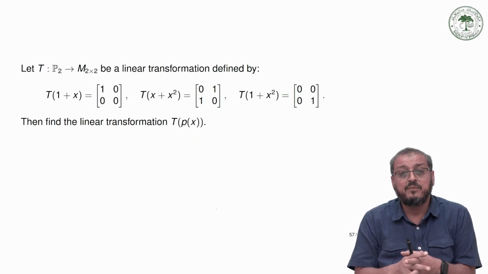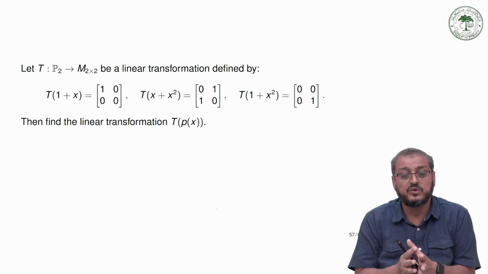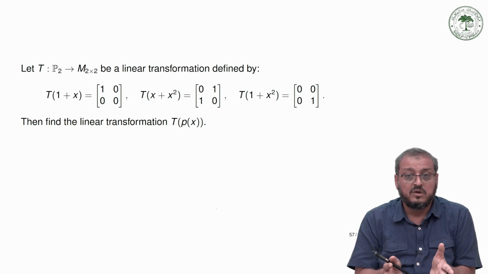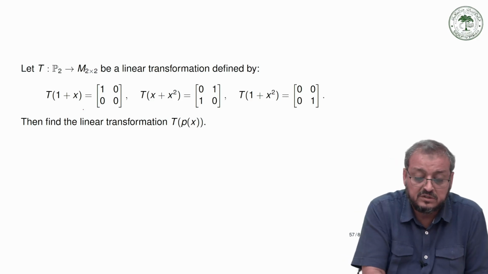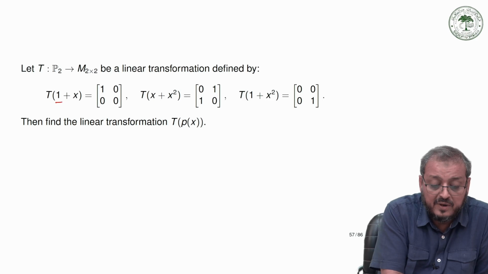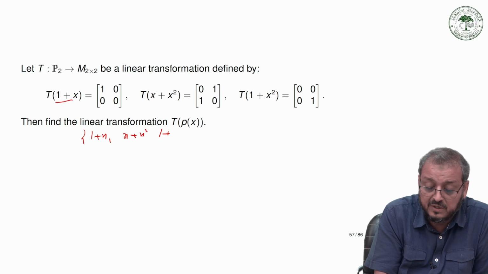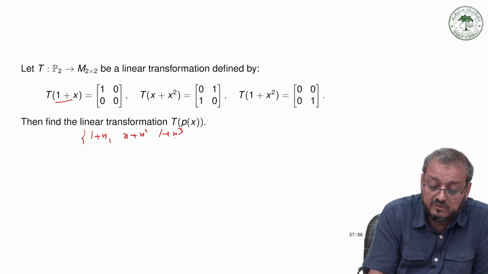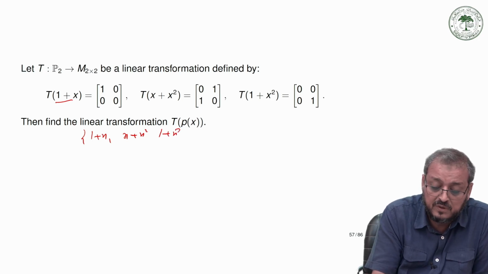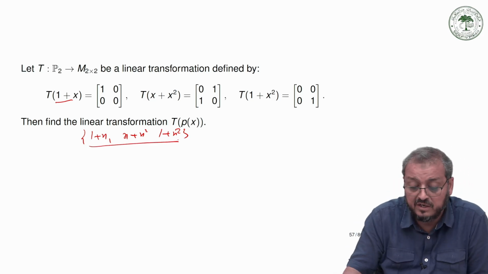Okay, next problem, we have to take some matrix form. We define a linear transformation from polynomials of all degree less than or equal to 2 to 2 by 2 matrices, and we define this. Now first we have elements given, suppose we take 1 plus x, x plus x square, and 1 plus x square. Now clearly we can verify these three vectors are linearly independent.